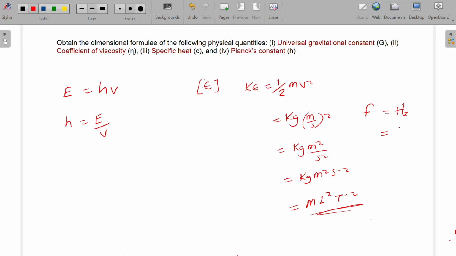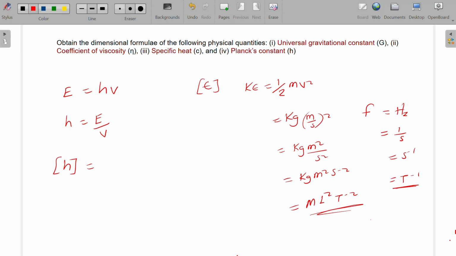Then v is frequency. Frequency is measured in the units of hertz, and this is the same as 1 over s, which is per second, and it can be represented by s to the minus 1. s is time, so the dimension will be T to the minus 1. So this is the dimension that we're going to use for frequency.